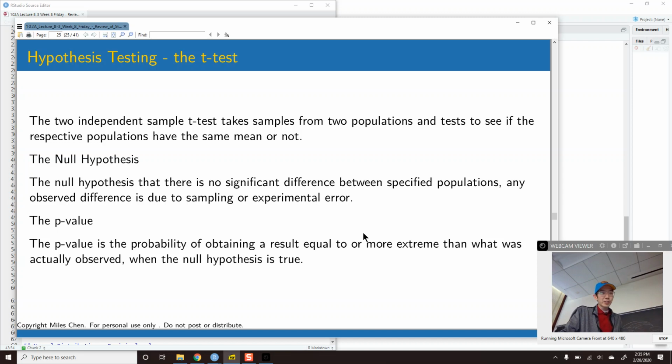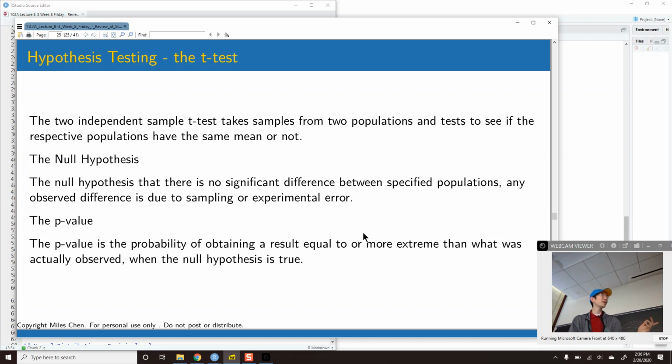So anyway, let's just take a look at the t-test, right? You have the 2 independent sample t-test, and we take samples from 2 populations, and the question is, do the respective populations have the same mean or are they different? The null hypothesis is that there's no significant difference between the specified populations, and any difference that we observe in our data is just due to sampling or measurement error, right?